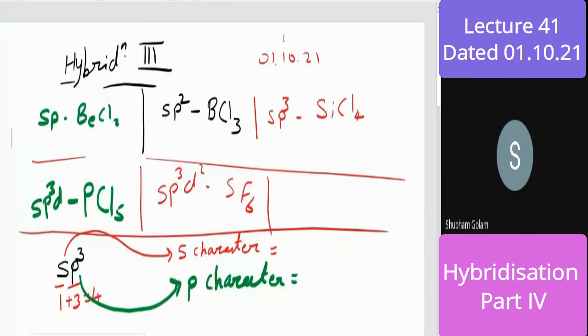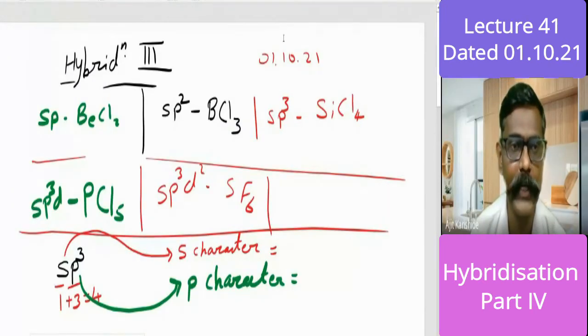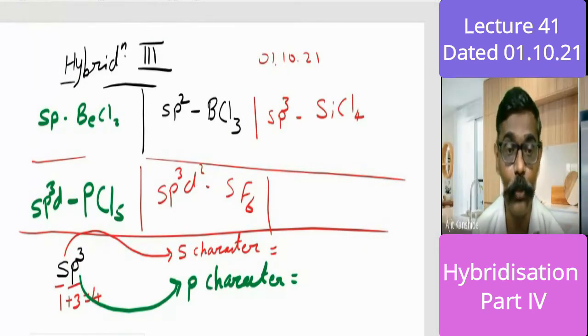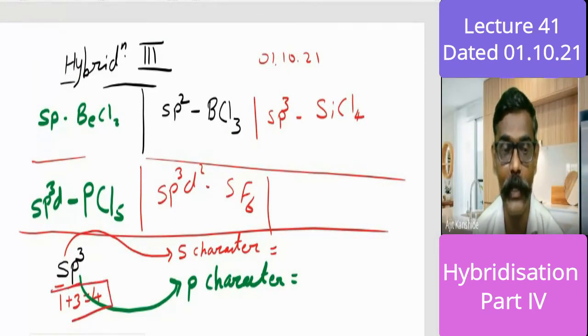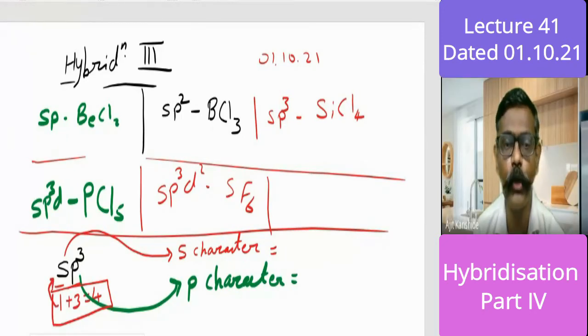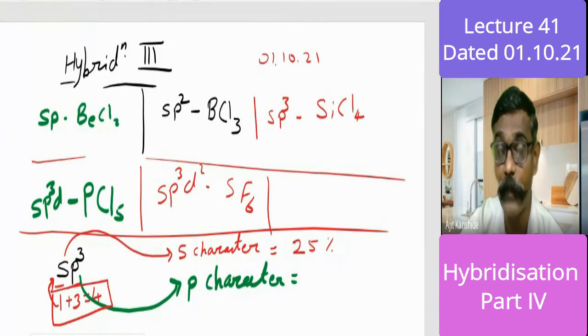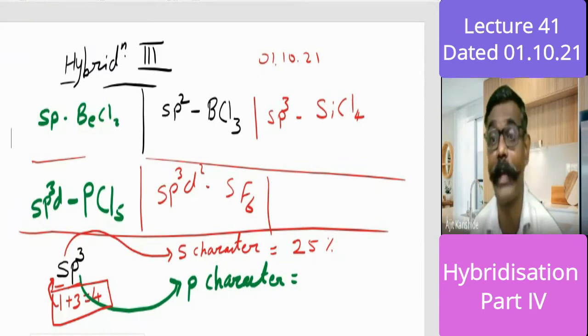I want to know from you, how much percentage of p character is there? 50%. I could not hear you clearly, Shubham. S character how much? 50%. No. See here, total 4 orbitals are there. 25. Yes. S character is 1 among those 4. So it is 25%. S character is 25% in sp3 orbital I am talking about.